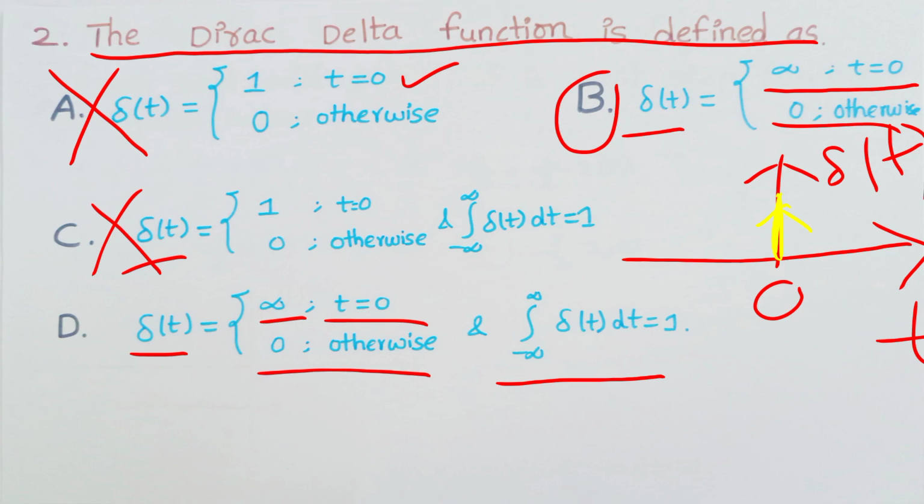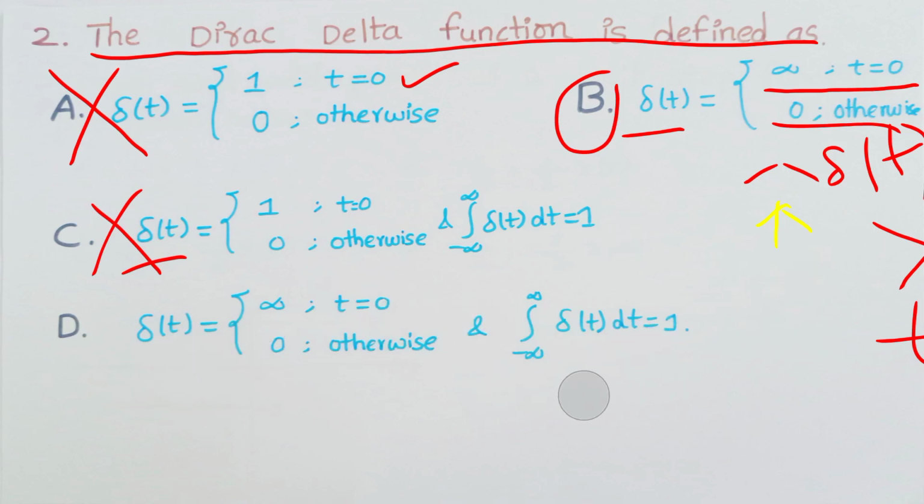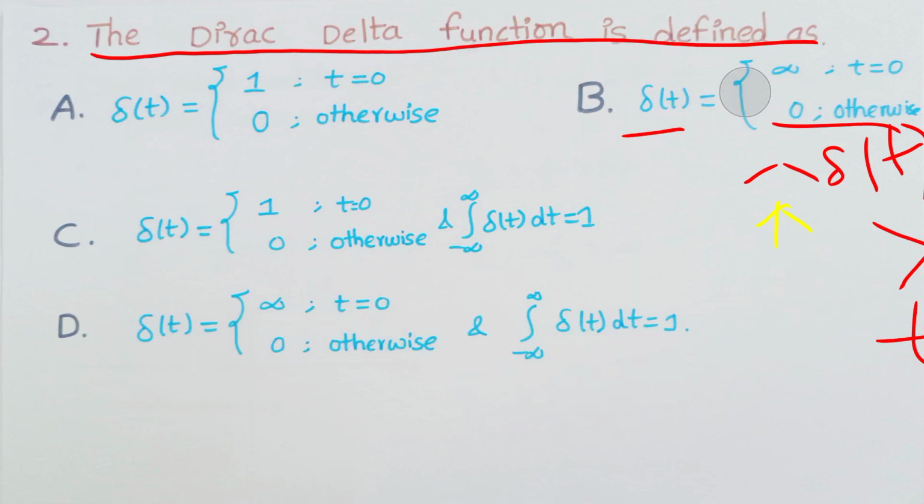If we integrate the Dirac delta function from minus infinity to plus infinity, it should result in 1. Okay, these two conditions are true. So the correct answer is option D. Option D is the correct answer here because it satisfies both the conditions.